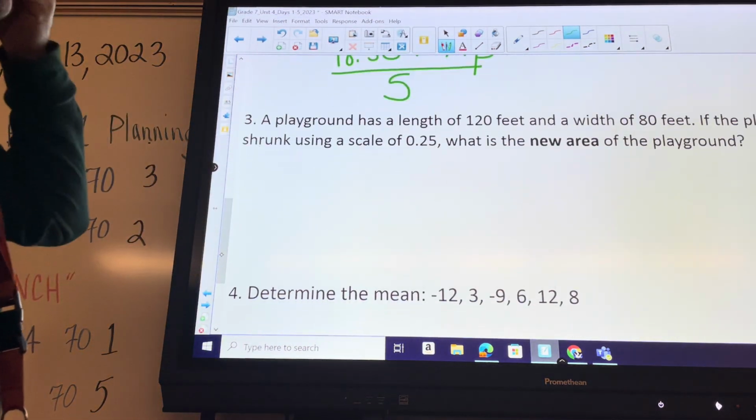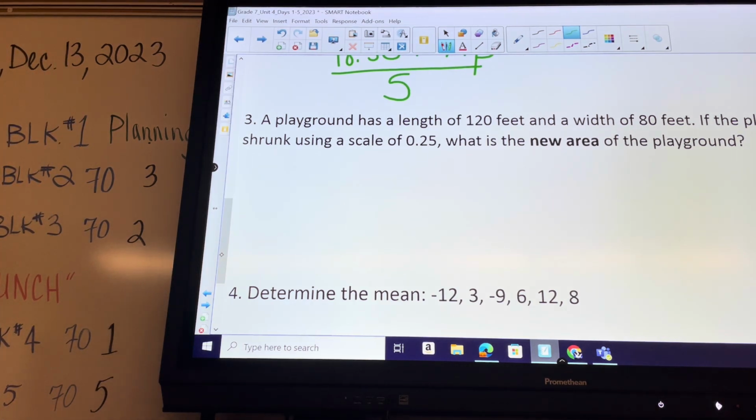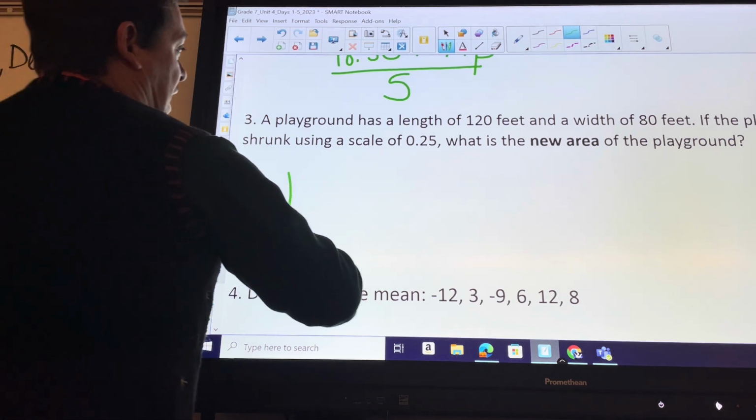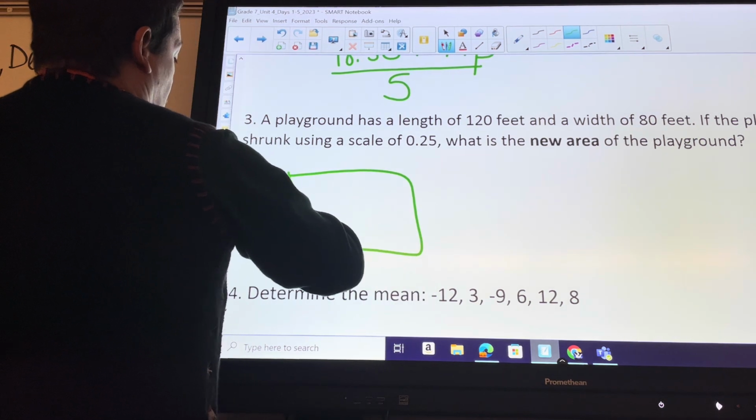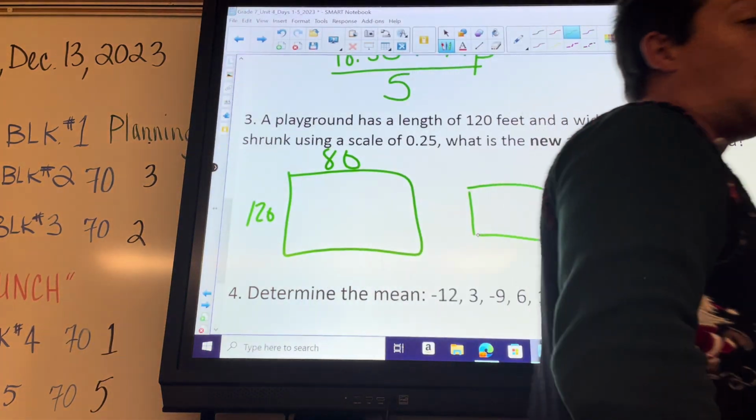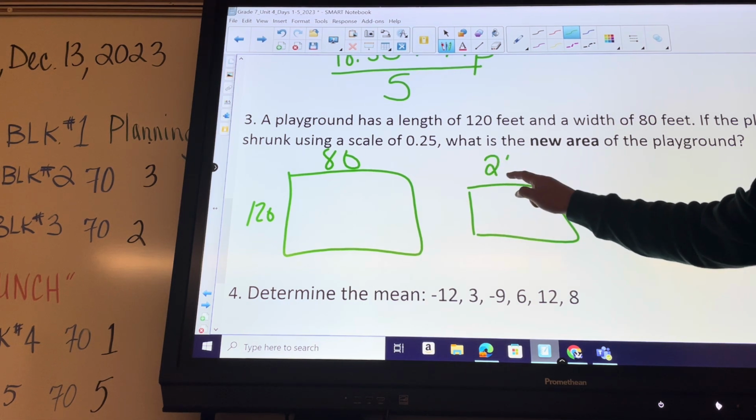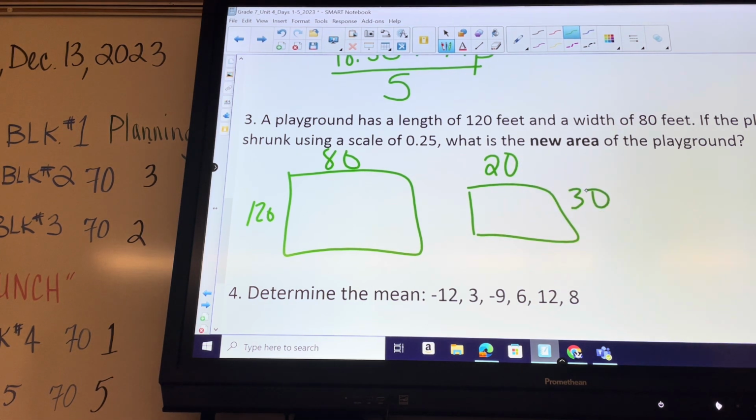Number 3, a playground has a length of 120 feet and a width of 80 feet. The new playground is shrunk using a scale of 0.25. So it starts at 120 by 80. It shrunk, which means it's getting smaller. It's getting smaller by 0.25. So that becomes 20 and that becomes 30. The new area of the playground area is length times width. So on your calculator, you'll have to go 20 times 30, and that will give you the new area.